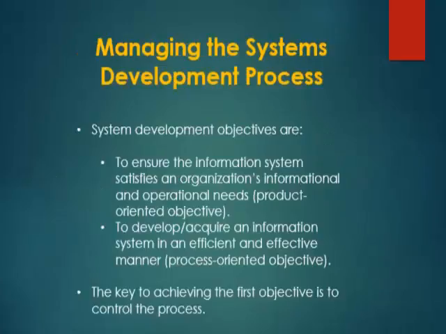Managing the systems development process starts with the establishment of objectives. System development objectives are: to ensure the information system satisfies an organization's informational and operational needs. This is a product-oriented objective. And to develop or acquire an information system in an efficient and effective manner, which is a process-oriented objective. The key to achieving the first objective is to control the process.